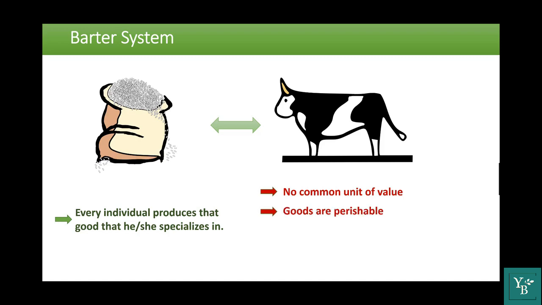Moving on to the second flaw, goods were perishable. This is easy to understand. Cows, rice, these are all perishable goods. They have varying shelf lives. However, if I have one good today, say rice, and I need another good, say a cow, maybe a year later, my rice is not going to last till then. So basically, there was a difference in the timing of demand and supply in the system.